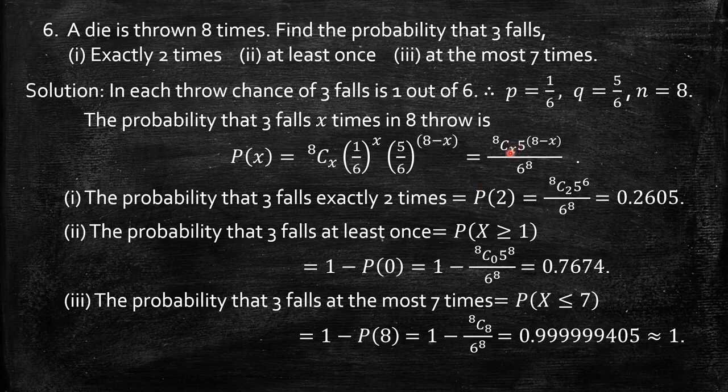Substitute x equal to 8 here. 8C8 5 power 8 minus 8 is 0. So left out is 8C8 by 6 power 8. If I simplify that, it gives 0.999999405, which is almost close to 1. So that means this event is a sure event. So the probability that 3 falls at most 7 times when throwing a die 8 times is almost a sure event.